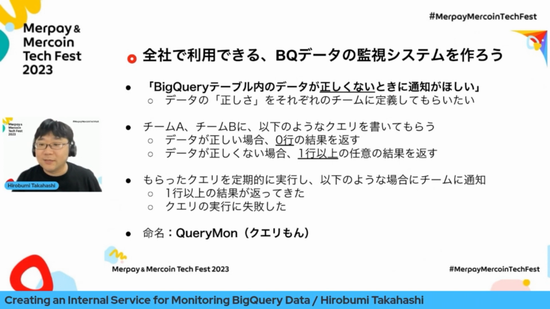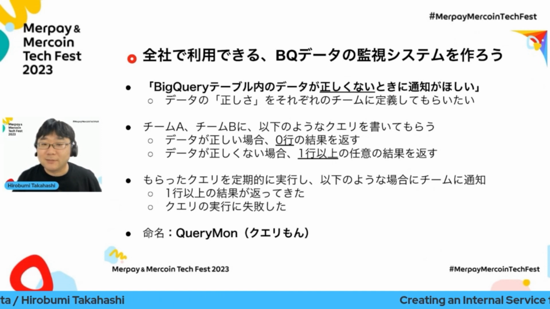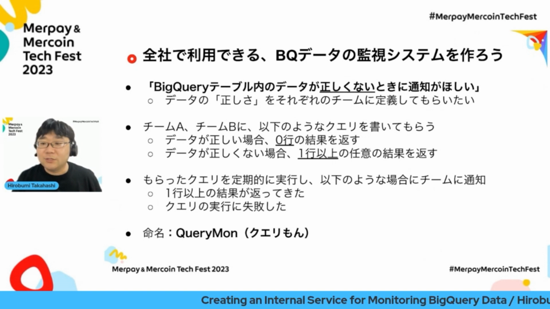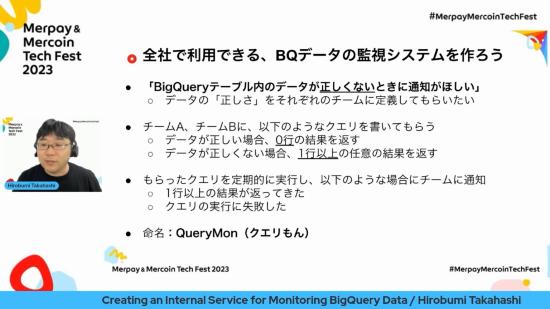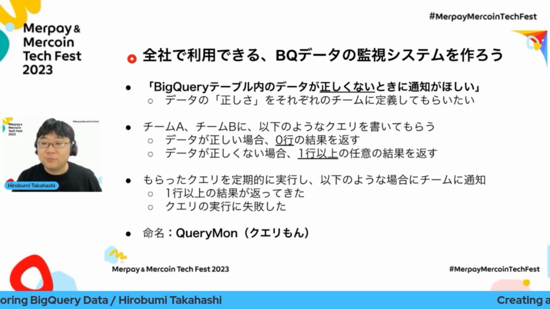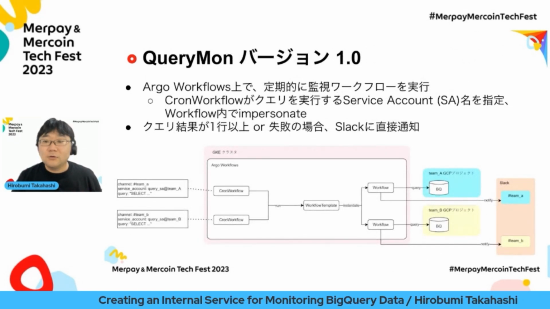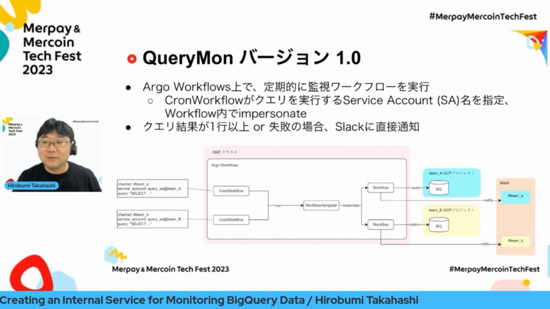If the data is recognized to be correct, we return 0. And we have people build a query so that if the result is not correct, one or more rows will be returned. By executing this query, if the result is one or more rows, we give a notification. We built this monitoring system with this specification, named it QueryMon, and deployed it internally.